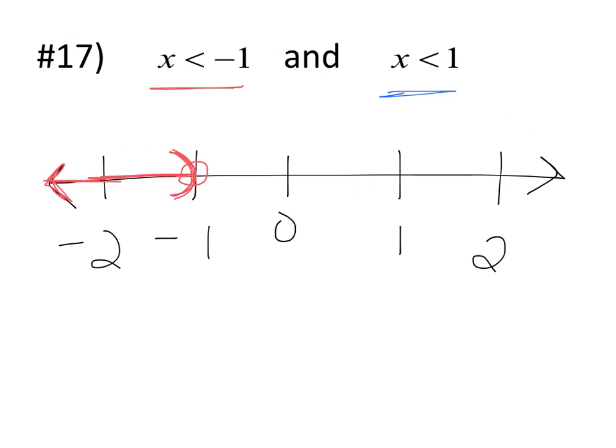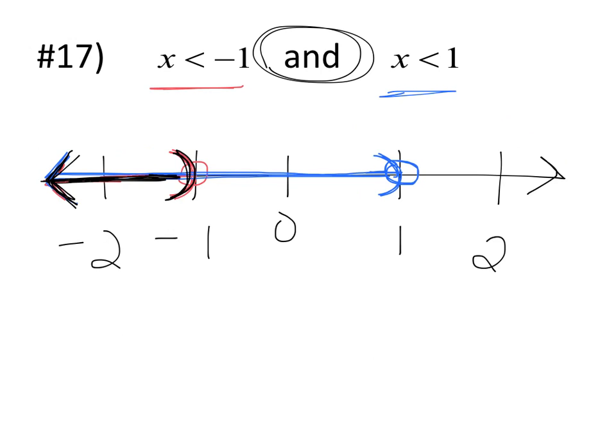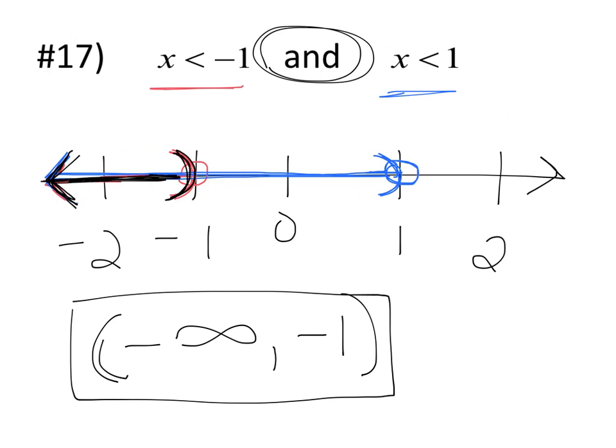Switch to blue. Open circle at 1, also shading the way that the arrow is pointing, and also a parenthesis. Now, where is my overlap? My overlap is only right here. Because it's an and, it's all about the overlap. So my answer is from negative infinity, which is always a parenthesis, to, where does it stop? It stops at negative 1, and it's a parenthesis on the graph, so it's a parenthesis in my interval notation. So it's from negative infinity to negative 1.